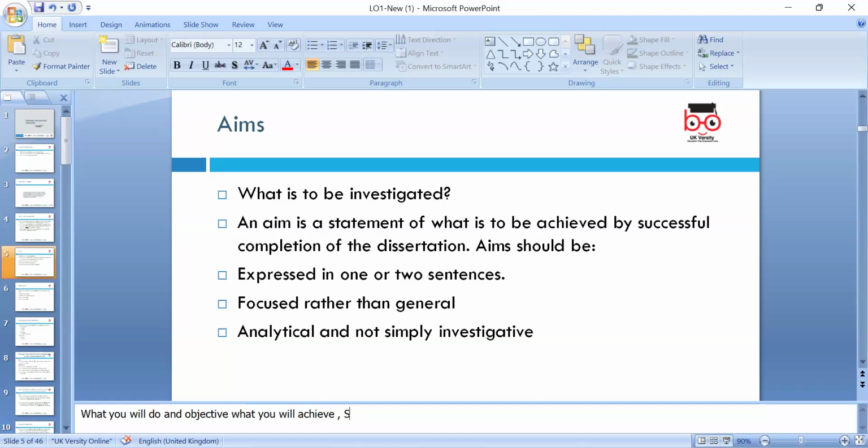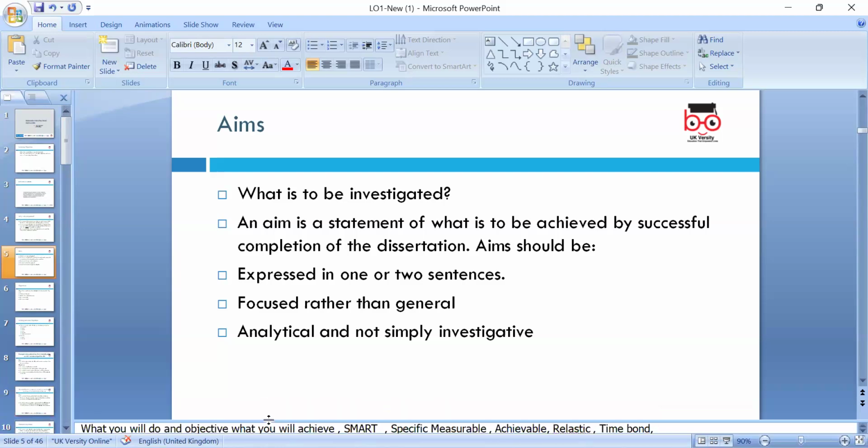So always when you set the objective, it needs to be SMART. SMART is supposed to be specific, measurable, achievable, and realistic. Objectives need to be realistic, and objectives need to be time bound. Always remember that an objective needs to be time bound. It's not like, with respect, saying I'll bring a star for you, which is not really an achievable objective.